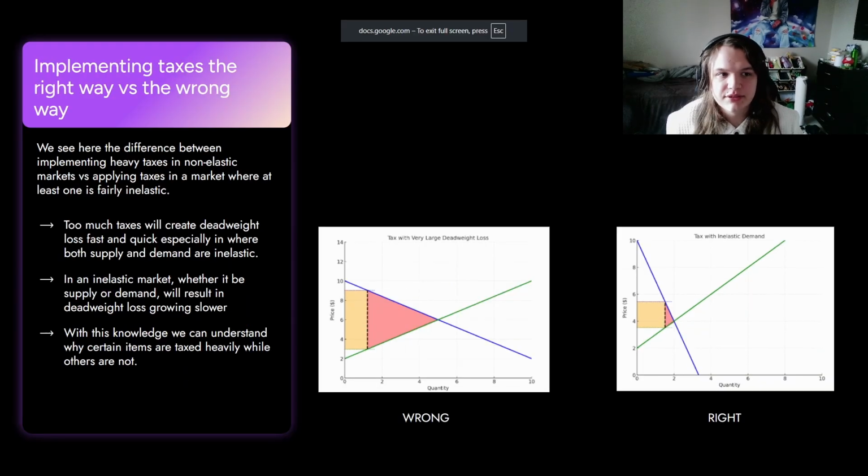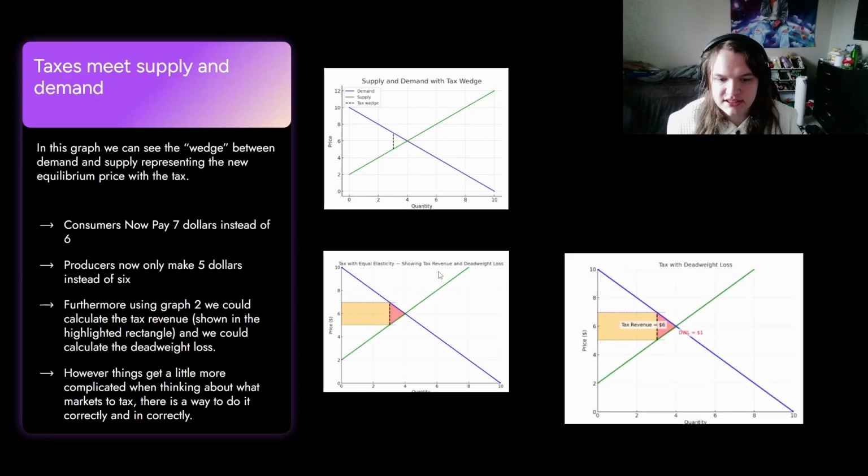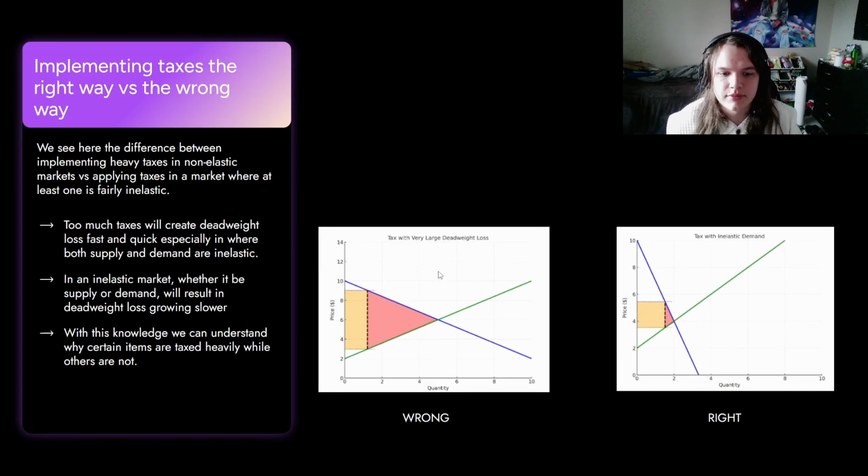Okay, and here we see implementing taxes the right way versus implementing them the wrong way. So this first graph here, as you can see, it's the same thing we were looking at earlier, but now the tax has increased. But because they are both elastic lines, demand is elastic, supply is elastic, people are really going to stop buying really fast. Then you're going to see that the deadweight loss will actually outweigh the tax revenue.